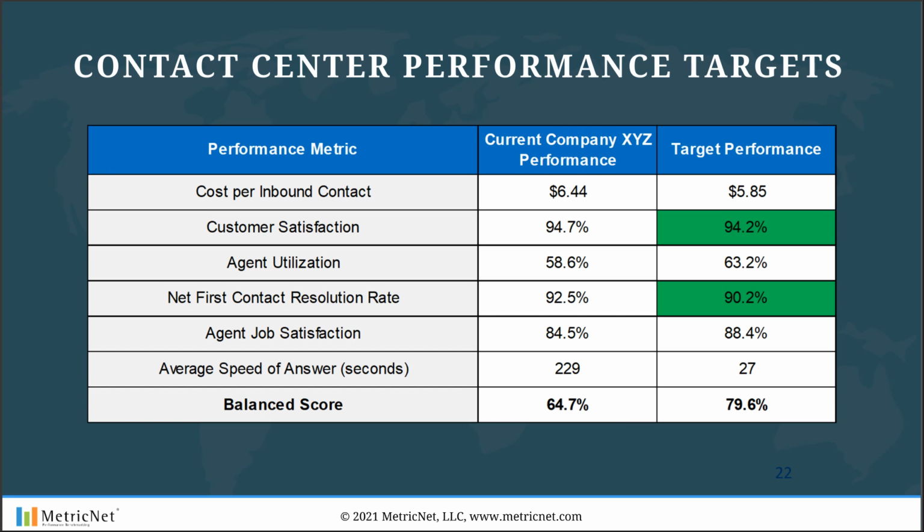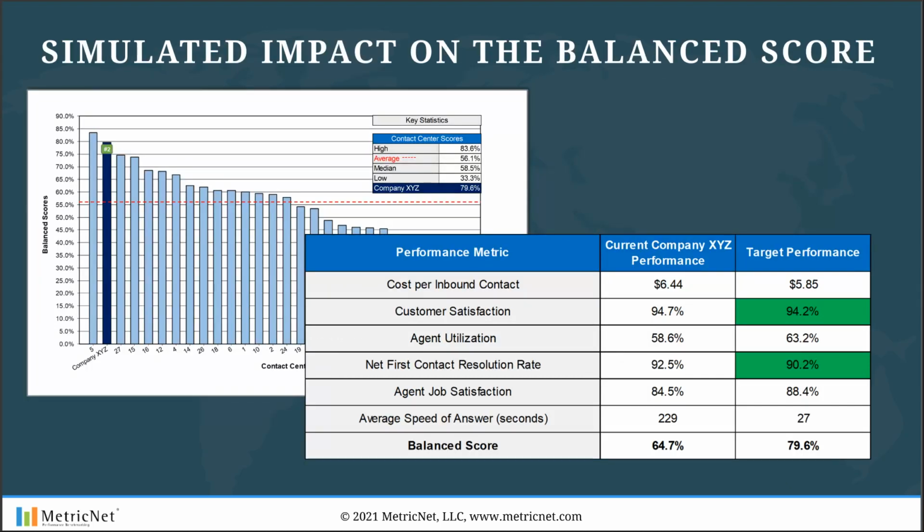So the two green cells represent the metrics where they're already hitting the performance target, meaning they're above top quartile or in the top quartile. The others that are just white mean that they have some room for improvement to get into the top quartile. And when we simulate in the balanced scorecard what their balanced score would be if they hit these top quartile targets, their balanced score would be just under 80%.